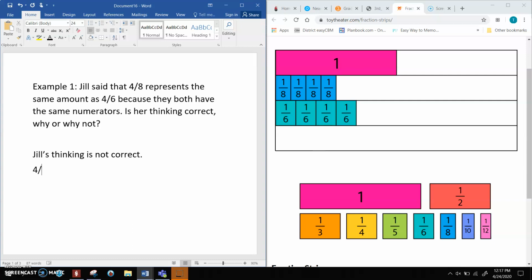And I'm also going to use a comparison sentence. I'm going to say that 4/8 is less than 4/6. When we're using this comparison symbol, think of it like a mouth. The mouth is going to be eating or open to the one that's bigger. So since 4/6 is bigger, or 4/6 is greater, it's going to be eating that one. So 4/8 is less than 4/6. Jill's thinking is not correct. When I'm looking at my fraction tiles, if I have 4 of these, that's not the same as 4 of these, because these 8s, these little pieces, are a lot smaller than the 1/6.